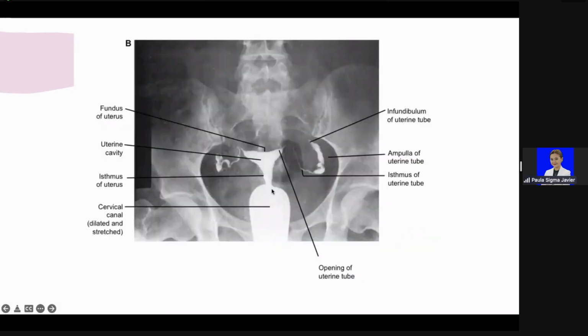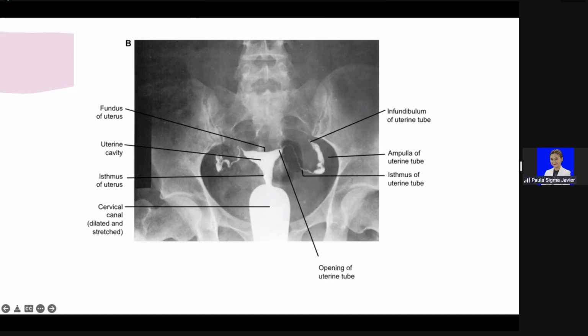So this is just a view of the cavity of your female pelvic organ. So this is a contrast enhanced X-ray. So we have here your cervical canal. In this patient, the cervical canal is dilated and stretched. And then we have the isthmus of the uterus. Okay, the uterine cavity, the fundus, attached to the uterine tube. Okay, so also it has an isthmus, ampulla, the most dilated portion, and the infundibulum.